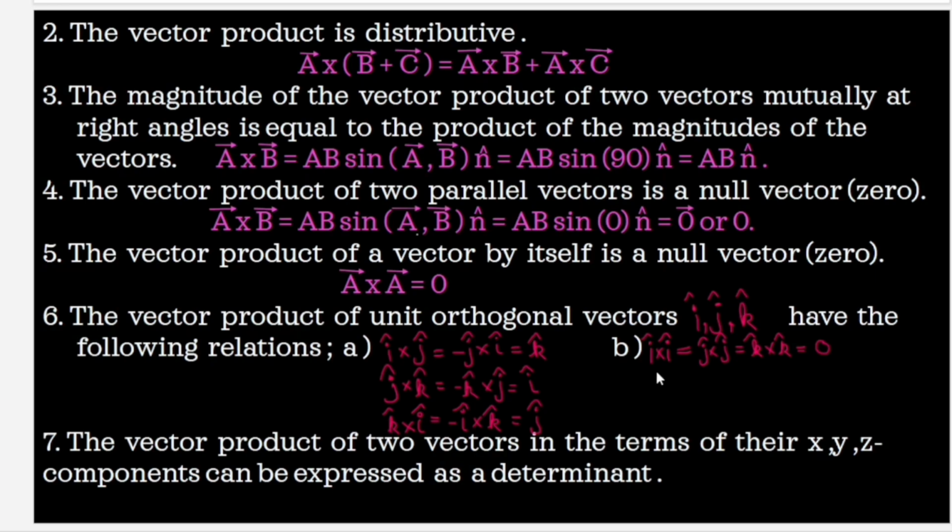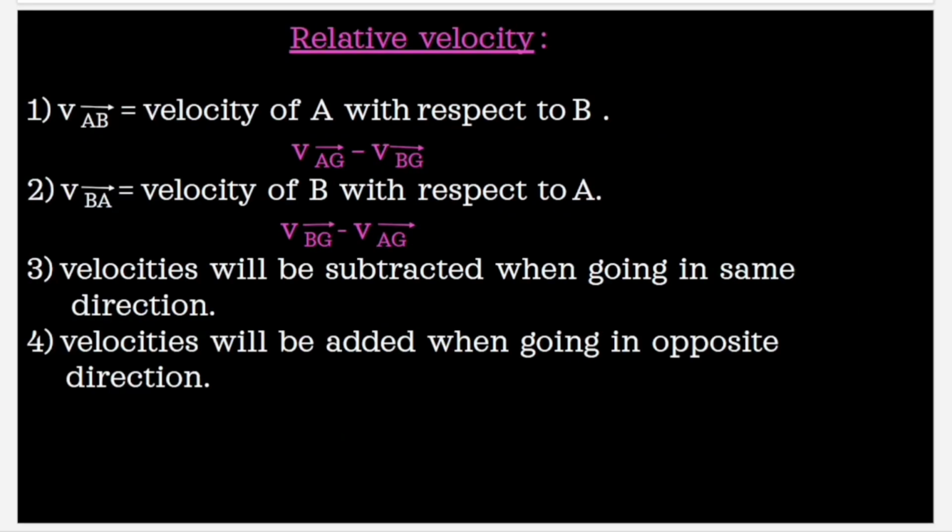Next one, i cap cross i cap equal to j cap cross j cap equal to k cap cross k cap will give us 0. Therefore, multiplication of same unit orthogonal vectors will give us 0. Seventh property, the vector product of two vectors in terms of their xyz components can be expressed as a determinant. Next topic is relative velocity.